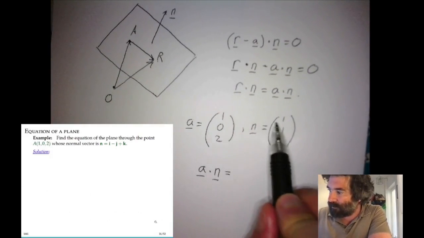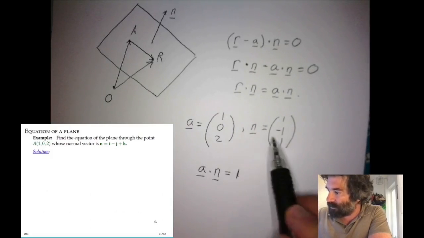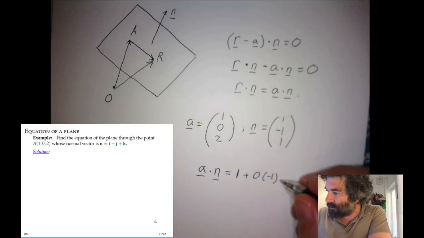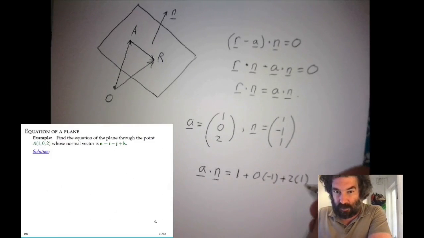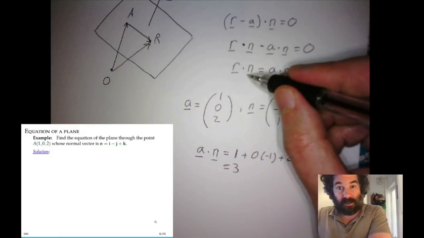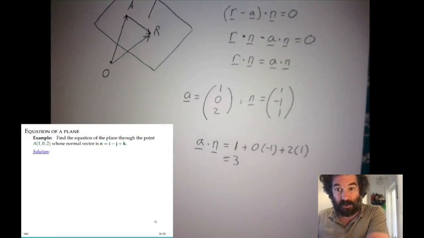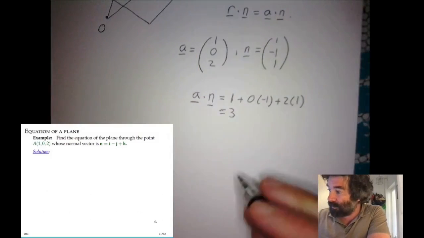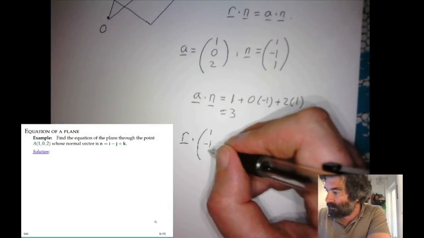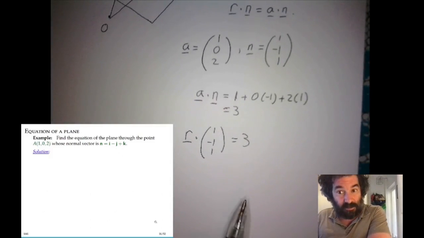Let's calculate that dot product. We multiply the first coordinate, 1, plus 0 times negative 1, plus 2 times 1. And so that's going to be 3. And then the left-hand side is just r dot n. N is a given vector, and r is the position vector of an arbitrary point in the plane. So the equation for the plane is r dot product with n, 1, negative 1, 1, equals 3. 3 is a dot n, which we just calculated.